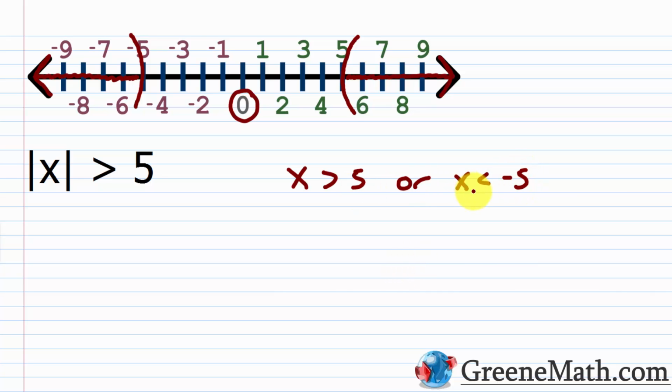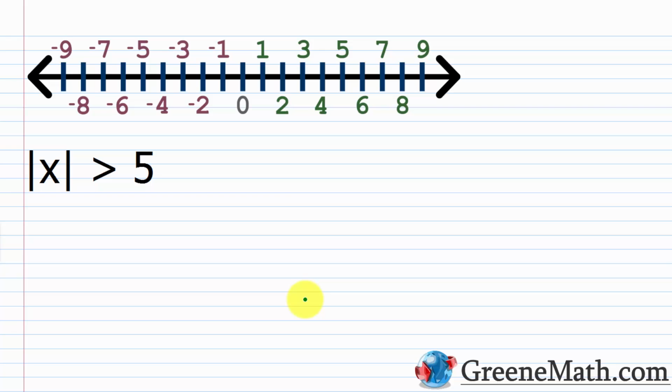So we could also notate this in interval notation, right? It would be the union of the two solution sets. So I would have from negative infinity out to but not including negative 5. And then the union with, you have anything larger than 5. So a parenthesis next to 5, again, out to positive infinity. Okay, notice how I used a parenthesis with negative 5 and 5, because they're not included.